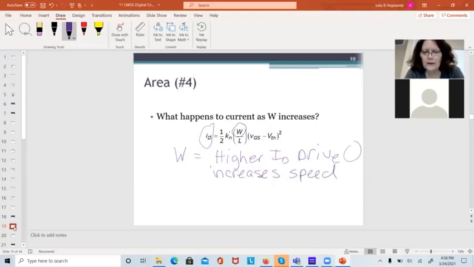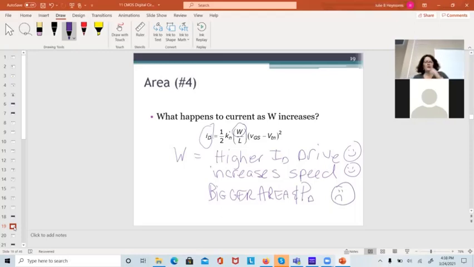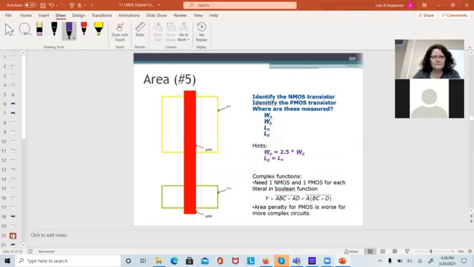All of these are good things until you get to the thing right here. You have a bigger power dissipation, bigger area, and power dissipation. So it's a trade-off. You keep the W as small as you can to meet your specifications.